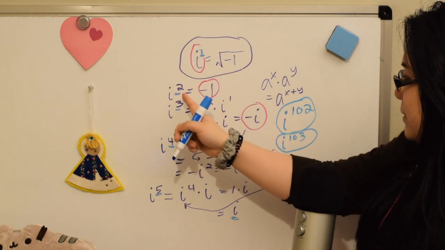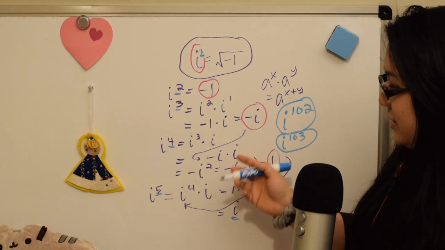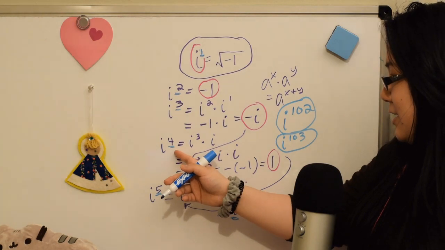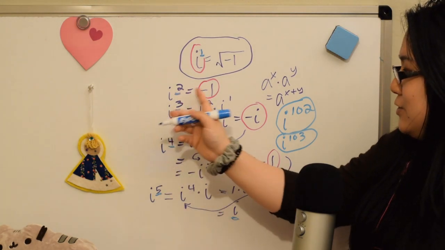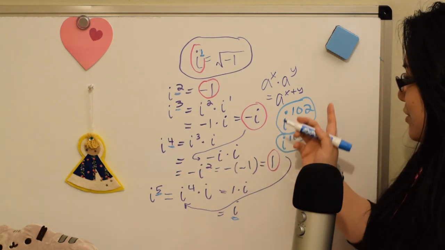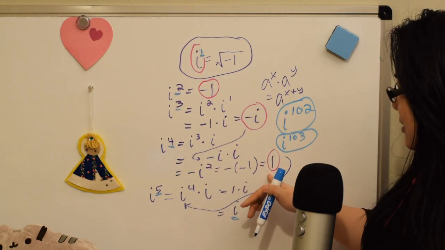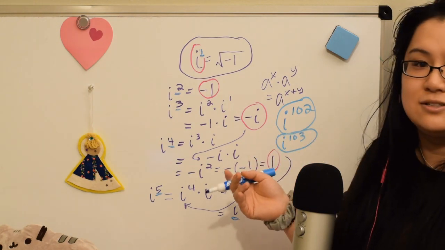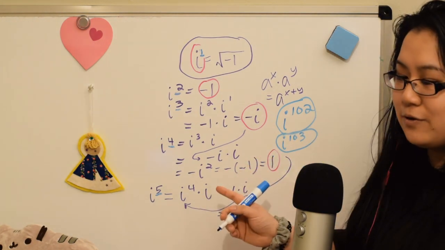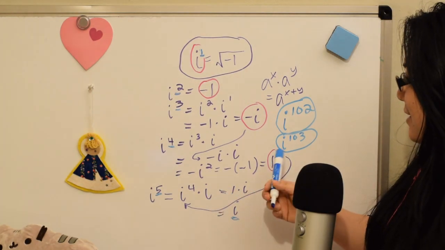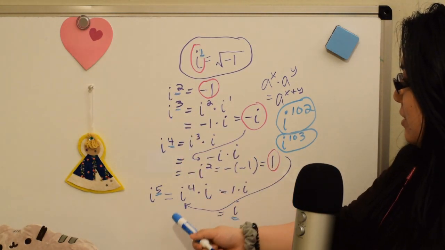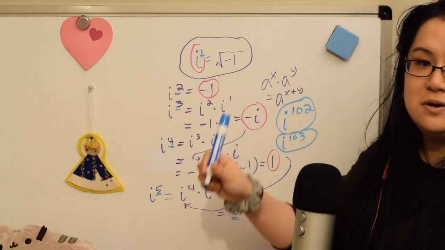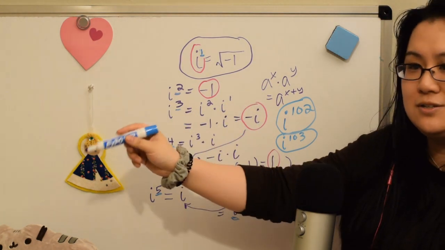If you can, just pay attention to 1, 2, 3, 4. My hint here is that every power of 4 gives you 1, and every power of 2 gives you negative 1. Whatever you're comfortable with, I like to pull out the 1s and the negative 1s because they're easier to work with, since 1 to the power of anything is still 1. You can just say it goes 1, 2, 3, 4, and then 5 goes back to 1, so 1, 2, 3, 4, 1, 2, 3, 4, and so on.